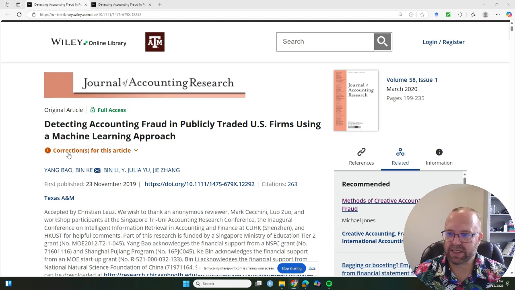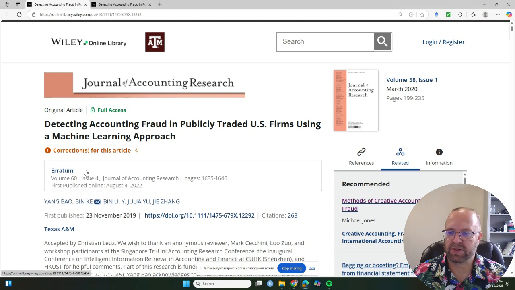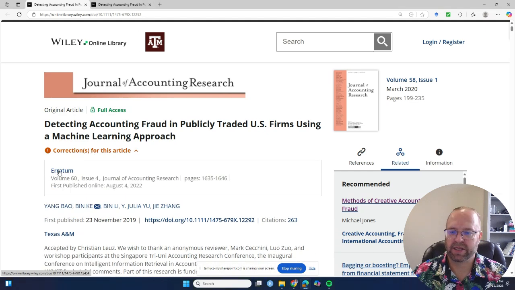Before we start, there is a correction for this article. You can go to this erratum. They had posted their code, which is a great thing to do, but someone found some errors and it changed a couple of the tables. Not the one we're going to look at, but a couple of things.